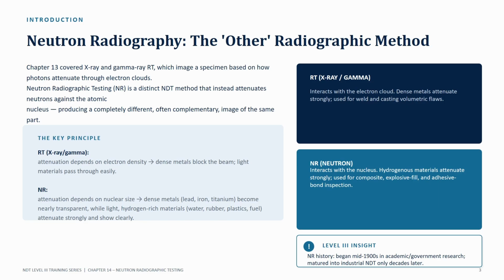Neutron radiography works on an entirely different principle. Instead of interacting with the electron cloud surrounding an atom, neutrons interact directly with the atomic nucleus. This single difference completely changes the appearance of the radiographic image. This is one of the most important concepts in this chapter. So let's take a moment to understand it clearly.